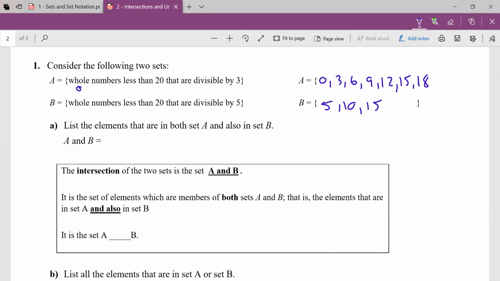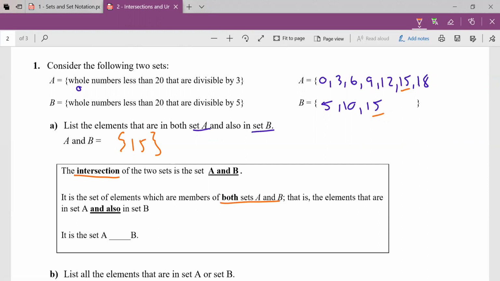List the elements that are in both of these sets, that are in both set A and in set B. So the overlap, well, what do I see for an overlap here? I see just that element right there of 15. So just the set of 15. The overlap, the elements that are in both, this is known as the intersection. It is the set of elements which are a member of both the sets, A and B.